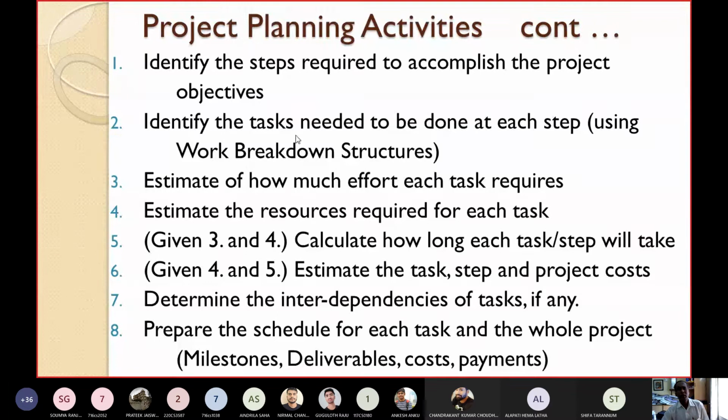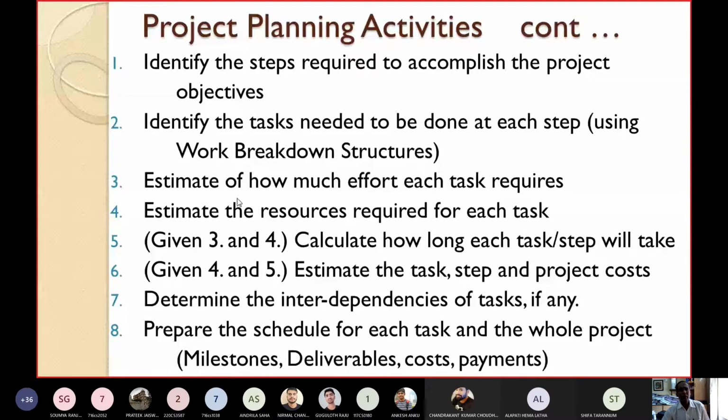Then identify what tasks need to be done at each step. So in each step, what tasks you have to perform, identify them. These tasks can have sub-tasks. So these things can be identified using a structure called a WBS, work breakdown structure. I will give an example maybe in the next class or so.